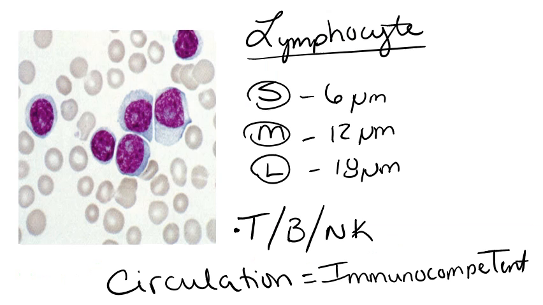The lymphocyte is characterized by its size. So we have T, B, and NK. Remember, T and B are specific, NK is non-specific immune response. Our lymphocytes, small is going to be 6 micrometers, medium is 12, and large is 18 micrometers. And when they are in circulation, that means they are immunocompetent. That means that they have gone through the test, they will not self-react, and so therefore they will not harm the host.